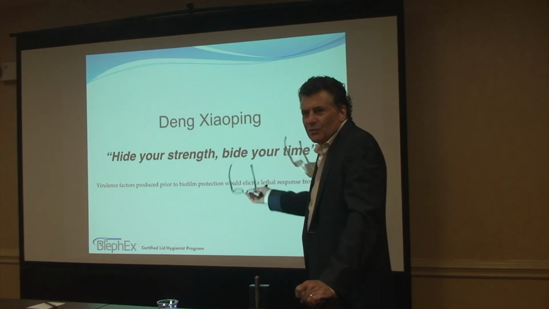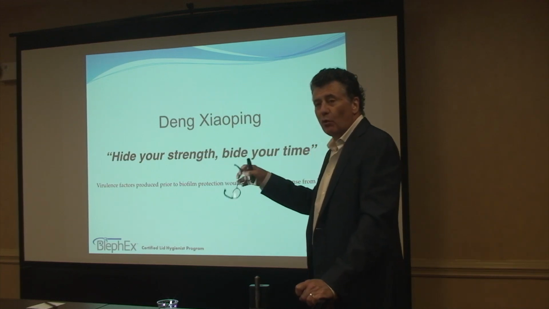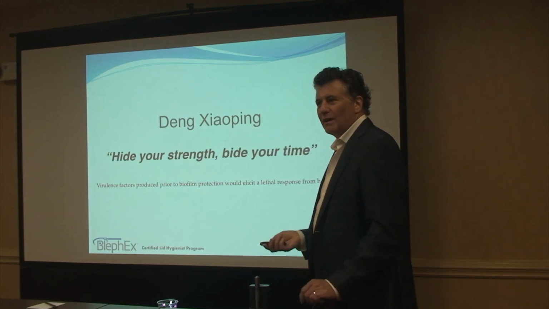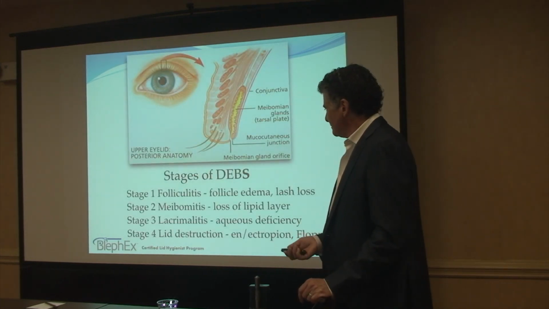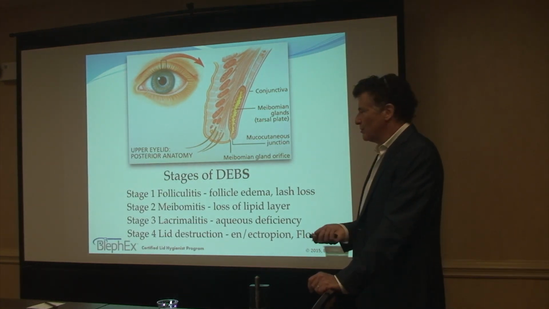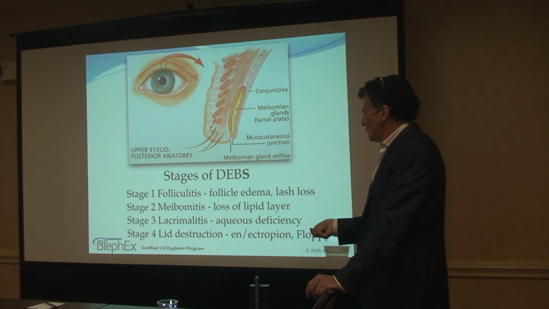So that's why there's quorum sensing gene activation, and why it's a very important part of the pathogenic process in blepharitis. So what are the stages of the dry eye blepharitis syndrome? It starts off folliculitis, myomitis, and lacrimitis, and lid destruction.